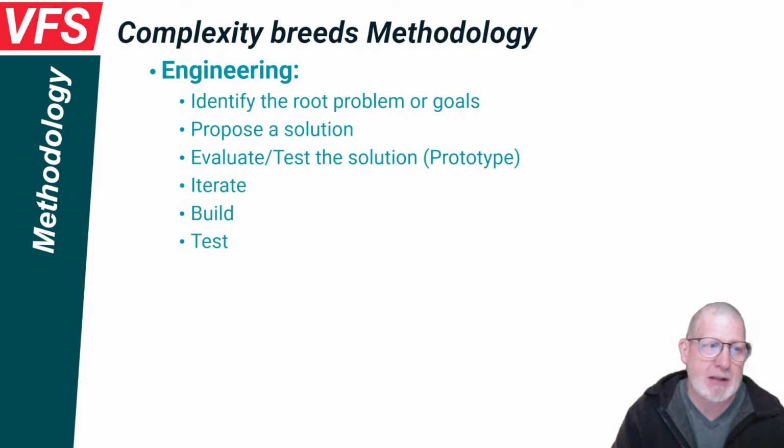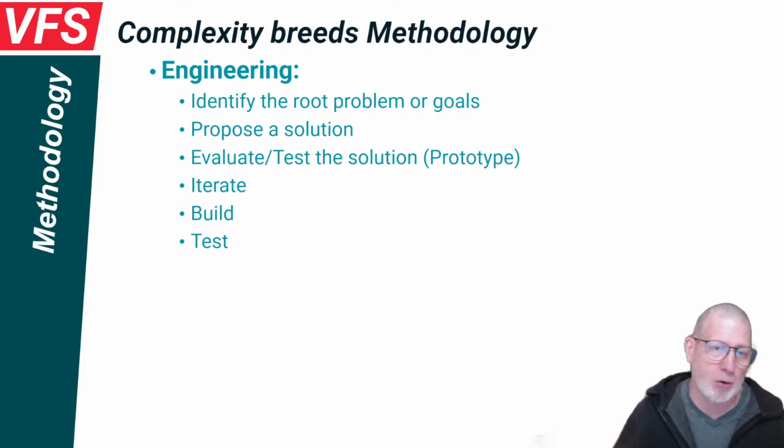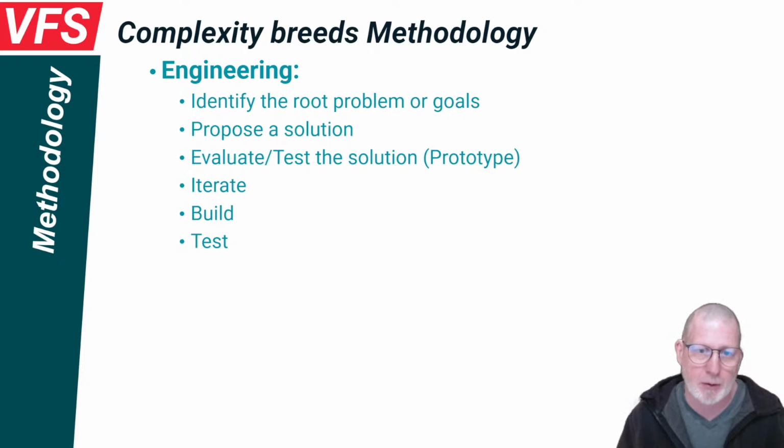So how we tie this into the engineering process, and this engineering process is universal across all types of engineering, including software engineering, is: identify your root problem or your goal. Our goal is to get an emotional response out of people. Then I'm going to propose a solution that in the bigger sense is your game design. How am I going to get that to happen? Then I need to evaluate or test that solution or prototype things.